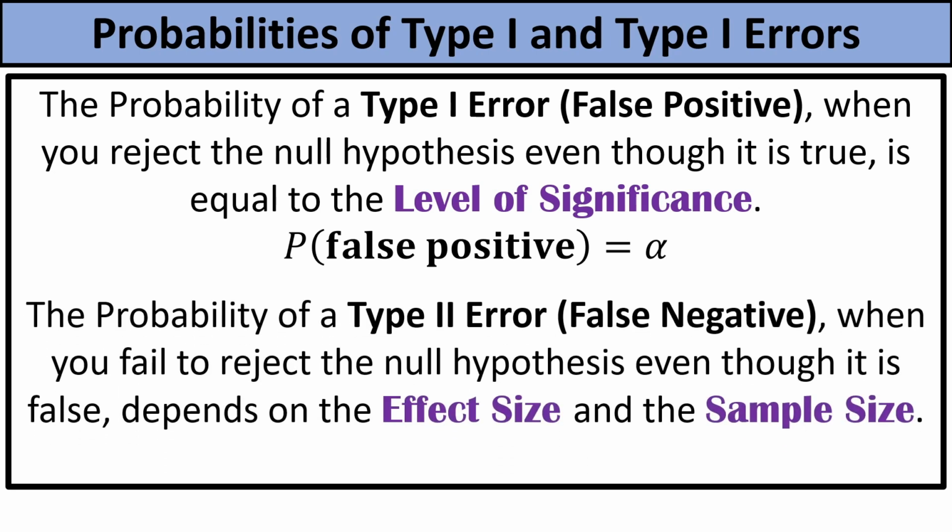The probability of a type 2 error, or false negative, that's when you fail to reject the null hypothesis even though it is false, depends on effect size and sample size. Most of this video is going to be talking about how changes in effect size and changes in sample size impact the probability of a type 2 error, or the other side of that coin, the power of the hypothesis test. I should also mention that the probability of a false negative is given the symbol beta.